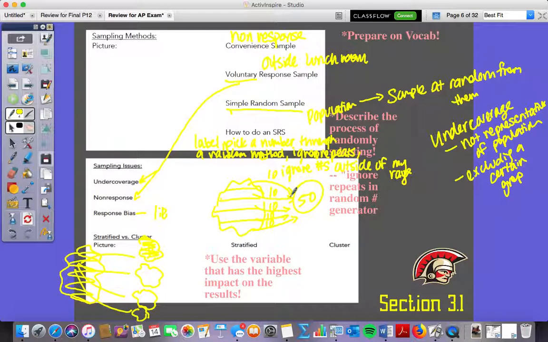Plus, it actually would be a better representation if I do have separate groups. So when they ask which method is better, why would a cluster ever be better? I never see a reason to have a cluster. Yeah, so sometimes they want you to list the positives of both, the negatives of both. A lot of times a cluster sample will be more convenient.